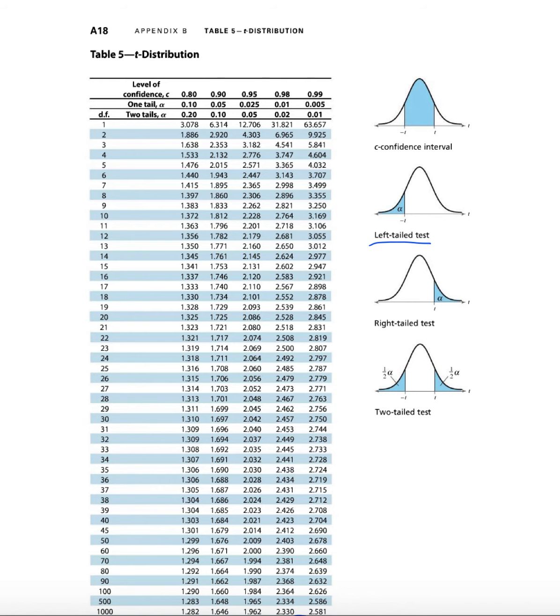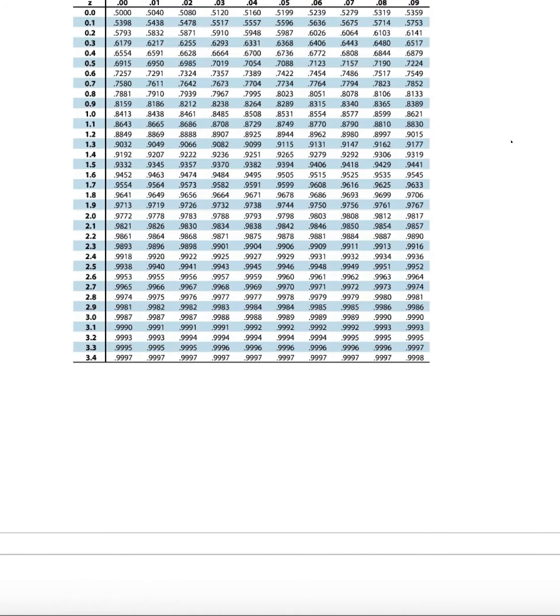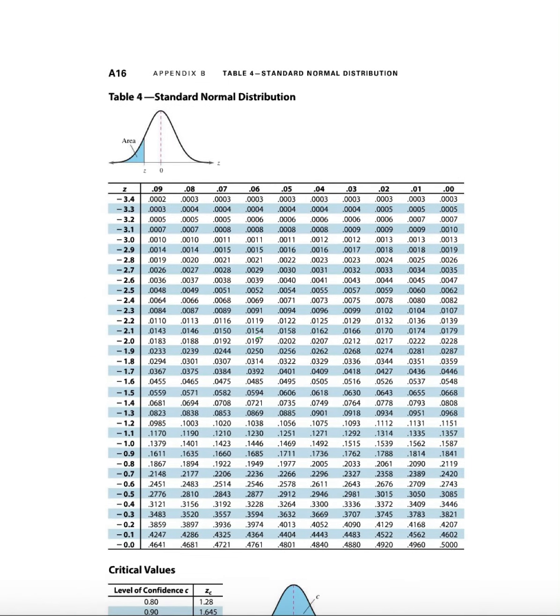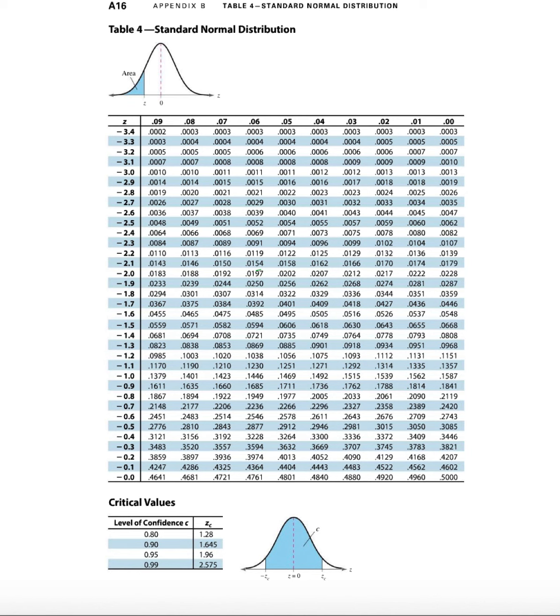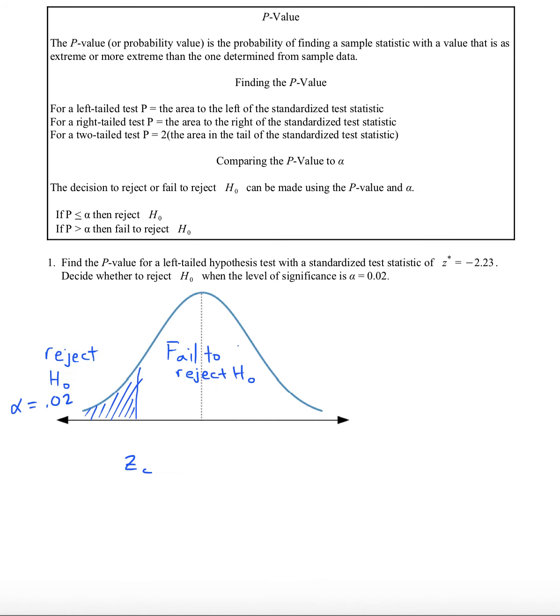So with that in mind, we should go to the Z table now and just look up an area of 0.02. Right here and here, these ones are both close. The one on the right, though, is closer. So let's use that one, negative 2.05. That will serve as our ZC.